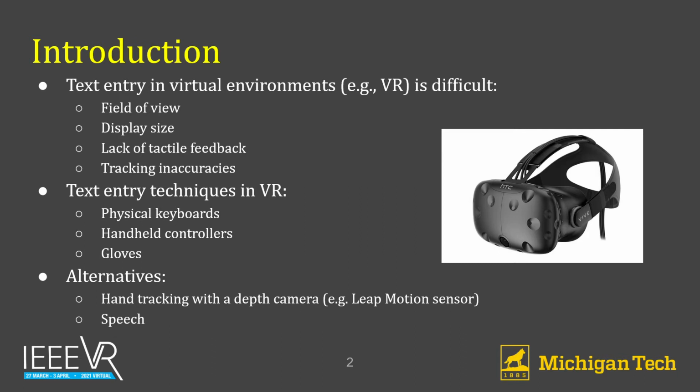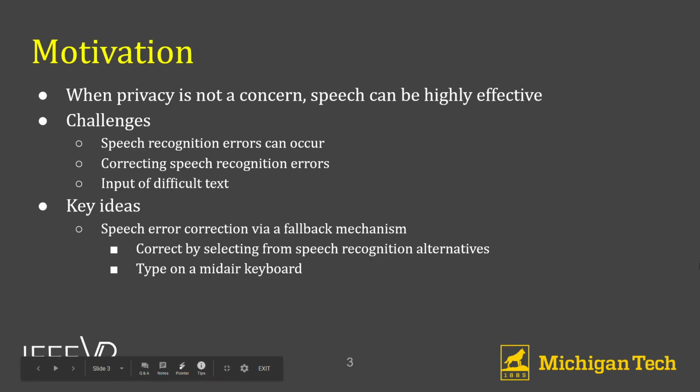wearing gloves. But in many use scenarios where a user might be moving or standing, the use of such devices is difficult. Ideally, input would be possible using just the built-in sensors common in head-mounted displays such as depth cameras and microphones. When privacy is not a concern, we can use speech to input text. But the downside of using speech is that speech recognition errors can occur, especially for difficult text or in noisy environments. Spelling or spoken correction can be used to correct speech recognition errors, but it can lead to more errors.